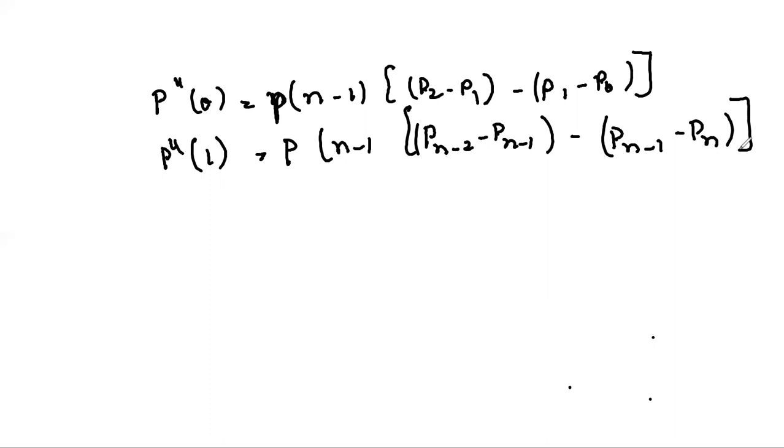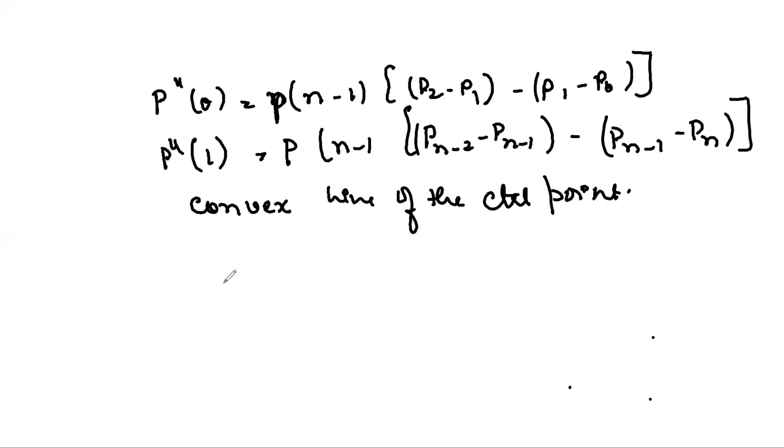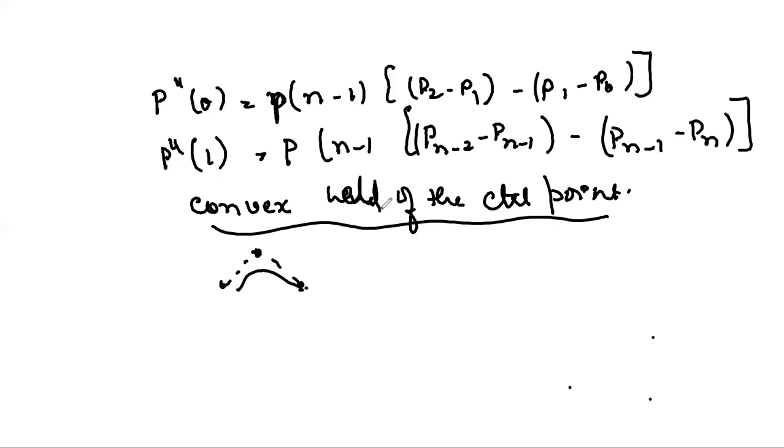Now let us look at the second property. It says that the Bezier curve lies within the convex hull of the control points. If I take this example, this curve is lying within this boundary. What we are trying to say is it always lies within the convex hull of the control points, or you can also say the convex boundary of the polygon.